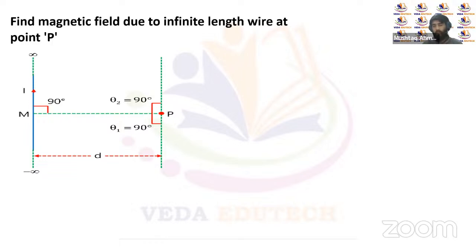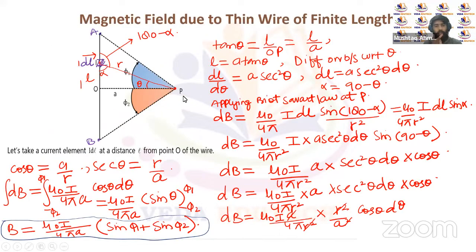At a distance of d, we found that it depends upon the angle made by the point with the two ends of the wire, the sine of the angle made by the point with the two ends of the wire. You can see here, this is the point P at a distance of d from this point O, and we have two ends A and B, and phi 1 and phi 2 are the two angles made by this point P with the ends of this wire A and B. So the final result was mu naught I upon 4 pi d, sine of phi 1 plus sine of phi 2. This was the final result.